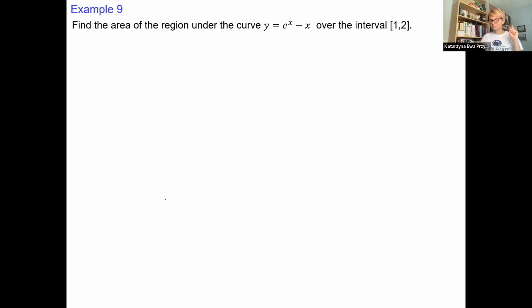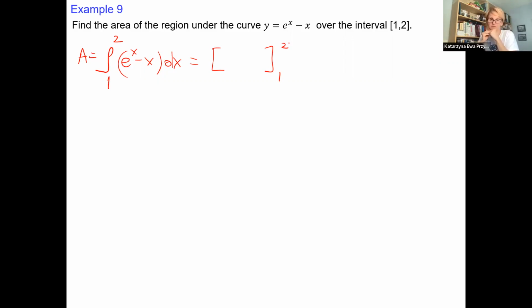you can do, what integral will you set up? Find the area of the region under the curve e to the x minus x between 1 and 2. Just the integral of this. And let's get the antiderivative. We have no problem. e to the x is defined for all numbers. x is defined for all numbers. No problem, definitely.